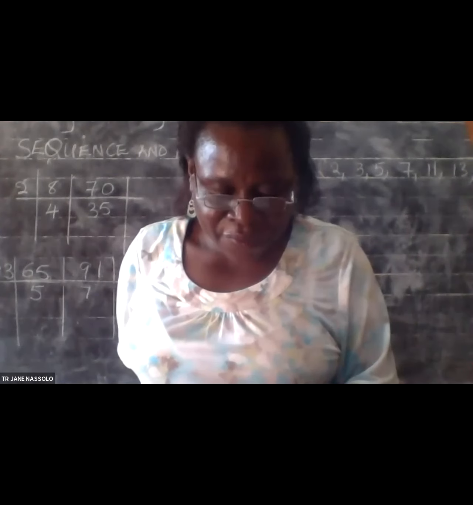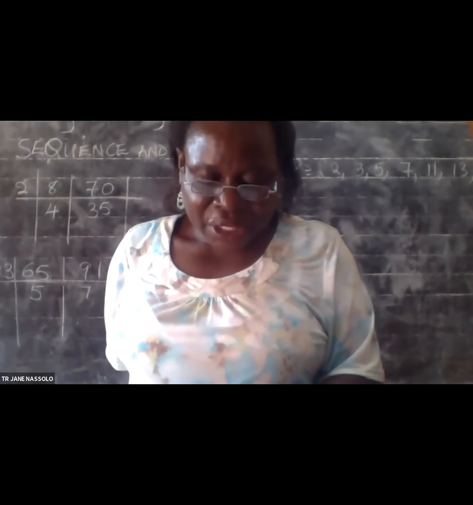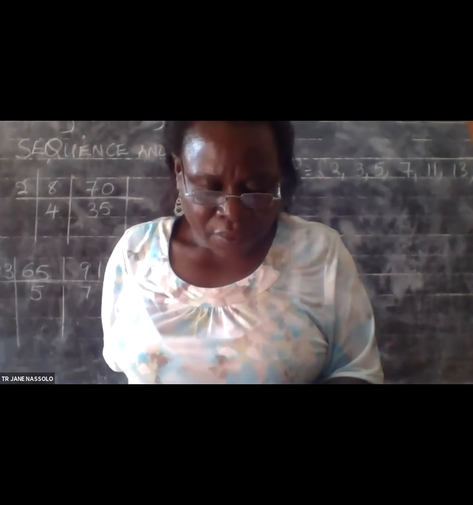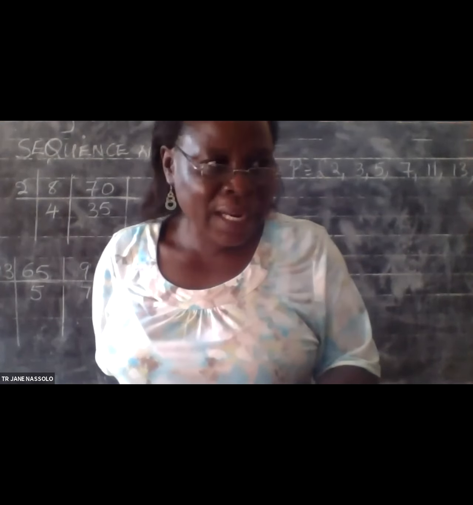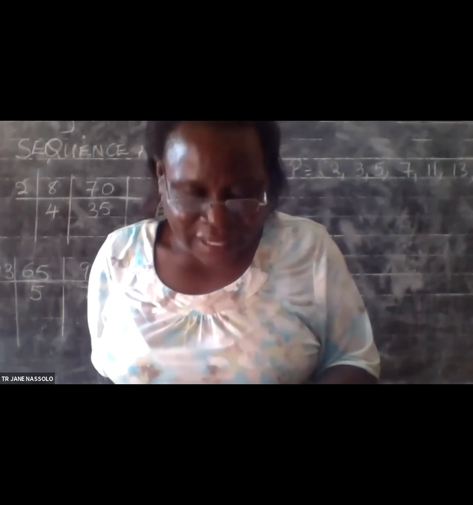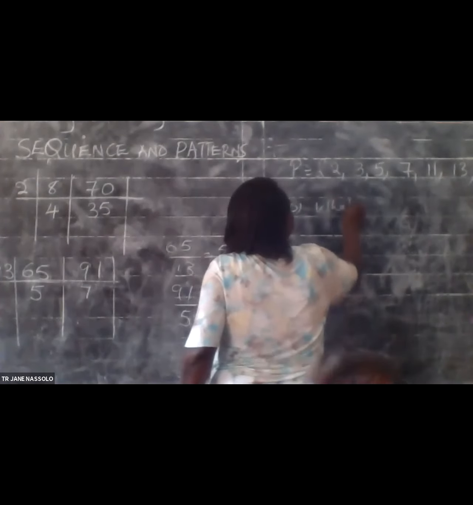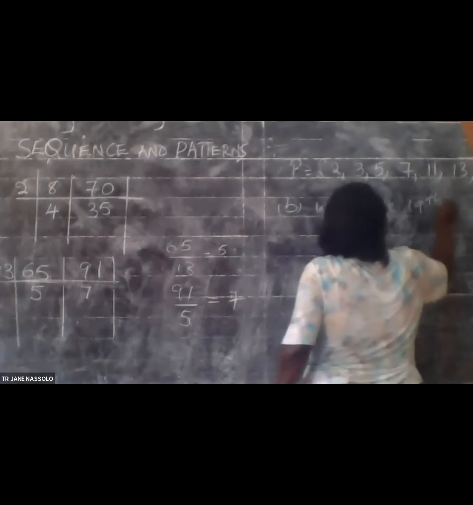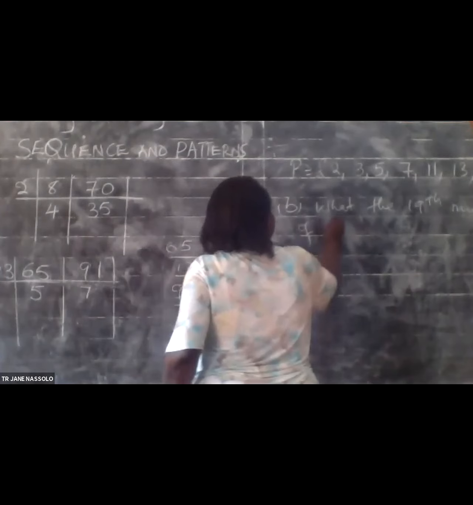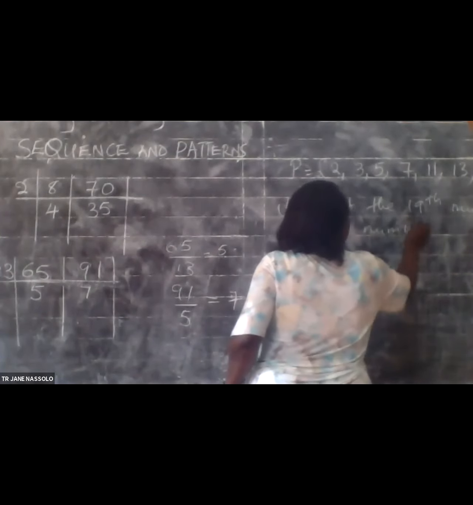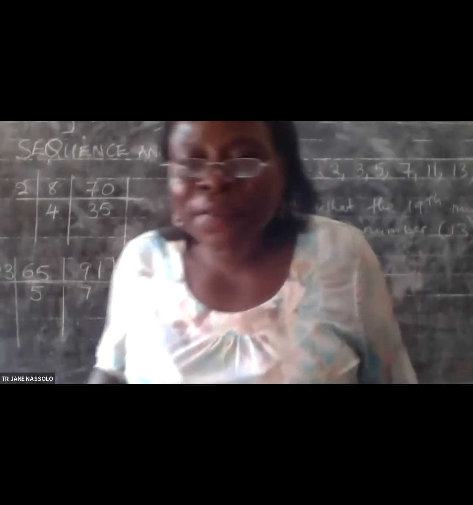We have 3 multiples of a number: 34, 170, 200. What is the 9th multiple of the number? Part B. What is the 19th multiple of the number? Remember, our number is 13. What is the 19th multiple of the number?